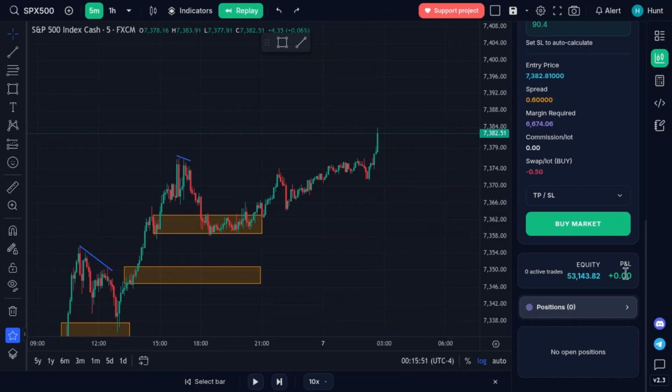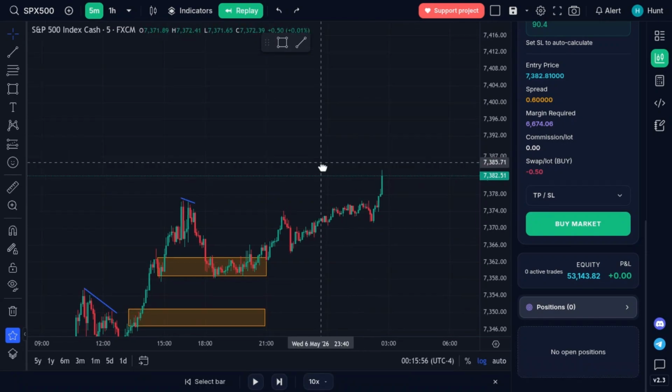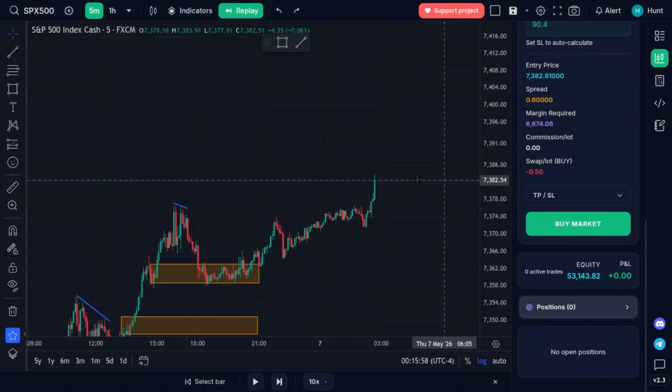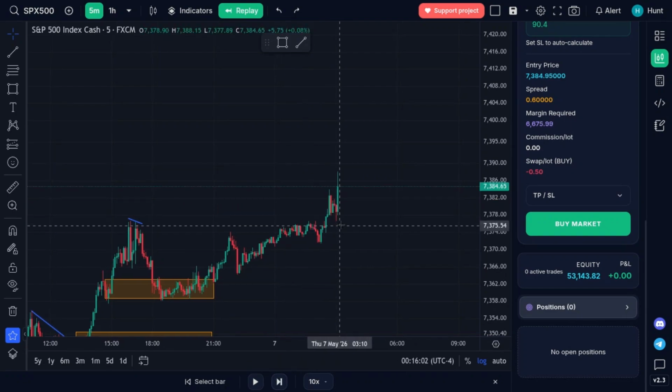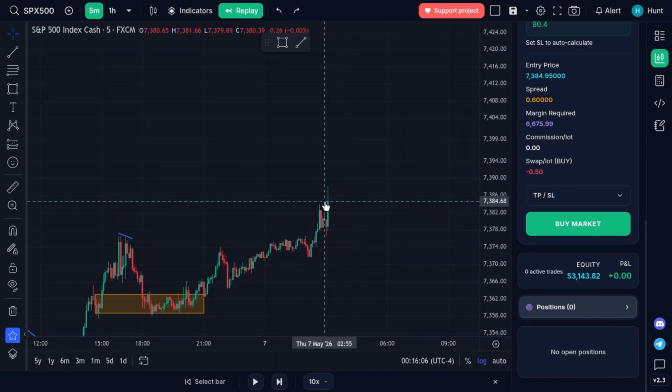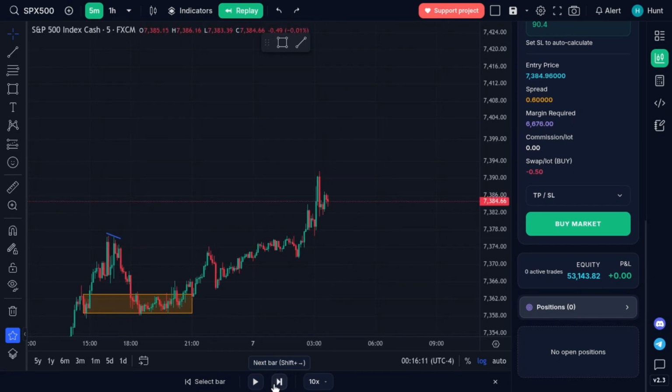So if this was an eval, you would have passed your eval in about 5 trades. So we are still bullish, so we will wait for buy side liquidity to engineer. It kind of engineered right there and then tap this order block, but I don't like that engineered liquidity. Just isn't good enough for me.